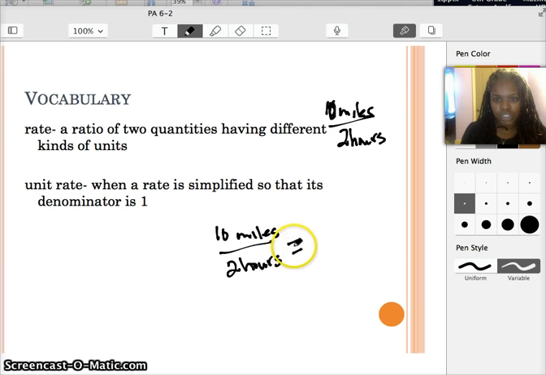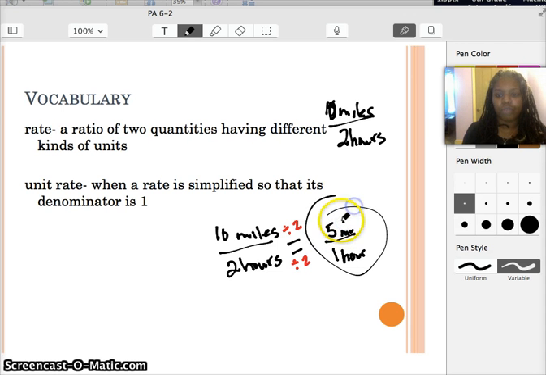So if I were to change this to a unit rate, what I'm going to end up doing is dividing the top and bottom by the denominator. Right? And when I do that, I make sure to get a denominator of 1. So now I'm dealing with 1 hour, and 10 divided by 2 gives me 5 miles. So now you can see my unit rate, or my desired rate of running, will be 5 miles per hour. Let's take a look at some examples.